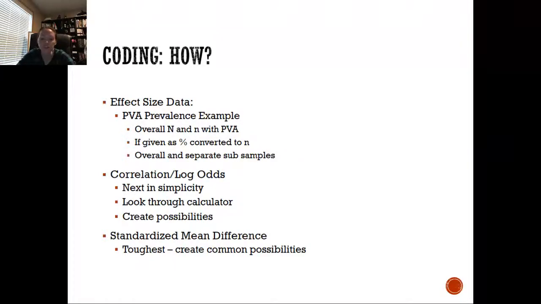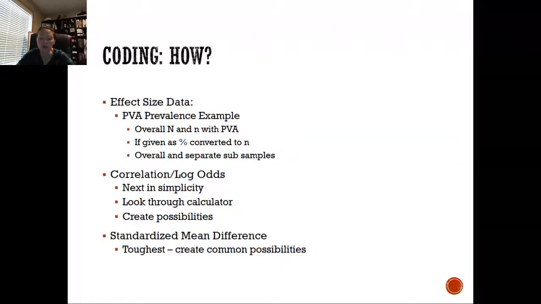For standardized mean difference, on the other hand, this is actually the toughest effect size because there are so many different possible ways that we can get at this data. So you can imagine that creating your coding sheet for this type of effect size is going to be challenging. So you're going to want to discuss with your group how you're going to want to do that. And you want to make sure that you're pulling the right data out of your articles in order to be able to compute an effect size.